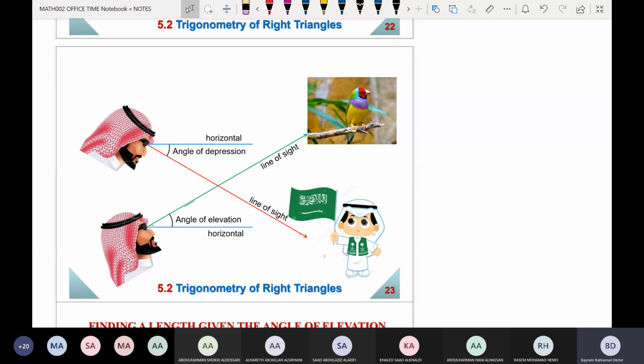So we have to understand properly what is angle of elevation. That means you are looking at something up. And angle of depression means you are looking at something below your level. Okay? Angle of elevation, angle of depression. Do you guys know another name with the meaning of depression?